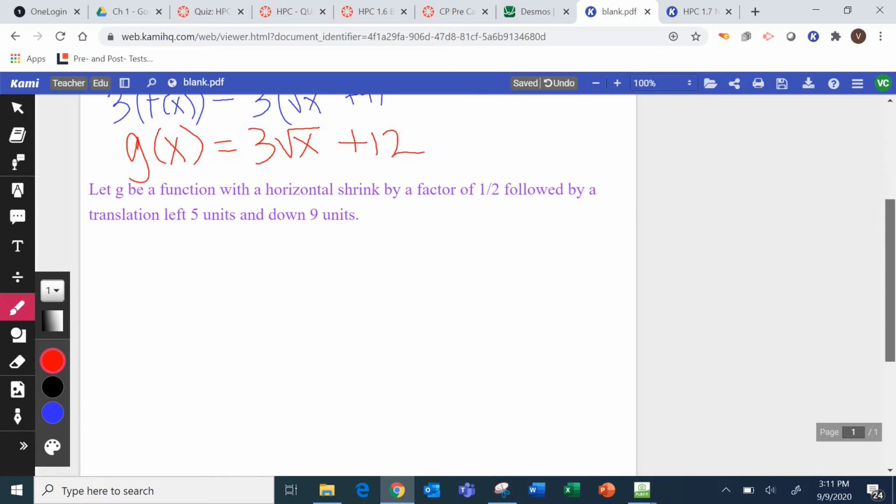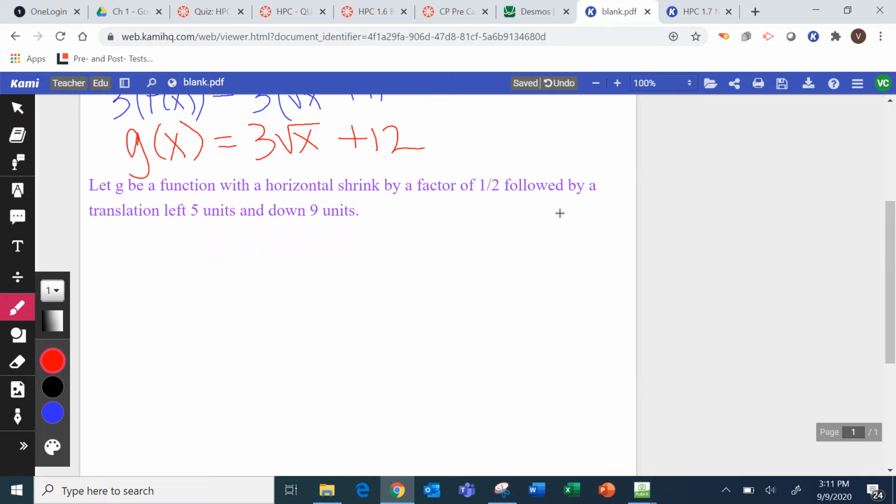So this next one, let g be a function with a horizontal shrink by a factor of a half, followed by a translation left 5 units and down 9 units. So I'm still starting with f of x equals square root of x. And we're going to first do a horizontal shrink. So anything horizontal is going to happen to the x. We're going to replace x. And the reason why I chose 2 is because we have to do the opposite of multiplying by half. We have to multiply by 2.